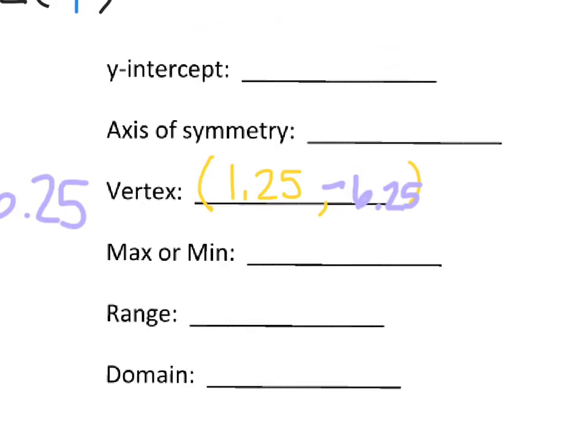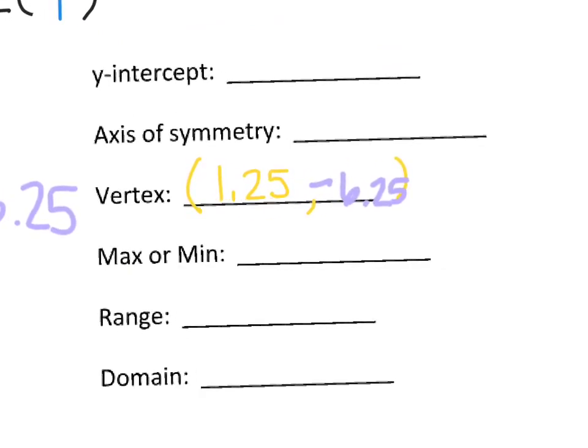Well, then I can go through and find all my other stuff, because what we know is that our axis of symmetry comes from half our vertex. So our axis of symmetry is x equals 1.25. And then my maximum or minimum and my range both come from the negative 6.25. That is the other part of my vertex. So I'm going to go ahead and fill those in.